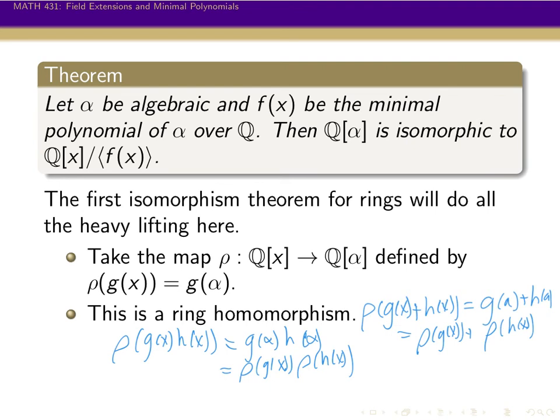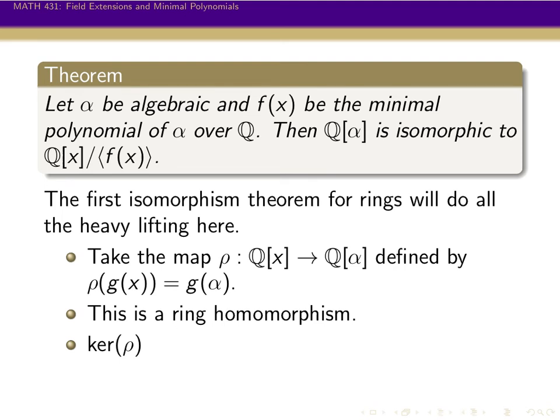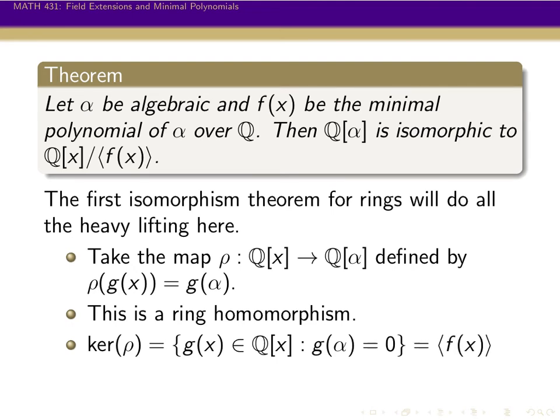And so now that we have an honest to goodness homomorphism, well, it makes sense to ask about what the kernel of this homomorphism is. So what's going to get sent to 0? Well, the kernel is going to be precisely the polynomials of Q[x], such that when you plug in alpha, you get 0. And so that is precisely the polynomials that have alpha as a root. And that is generated by the minimal polynomial. And so it is the principal ideal generated by f of x, as we saw before. And so this is our kernel of our map.